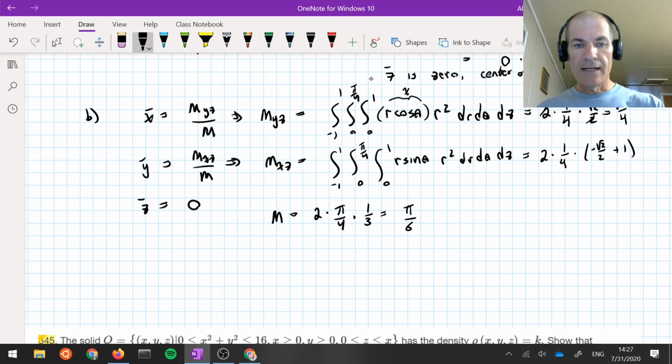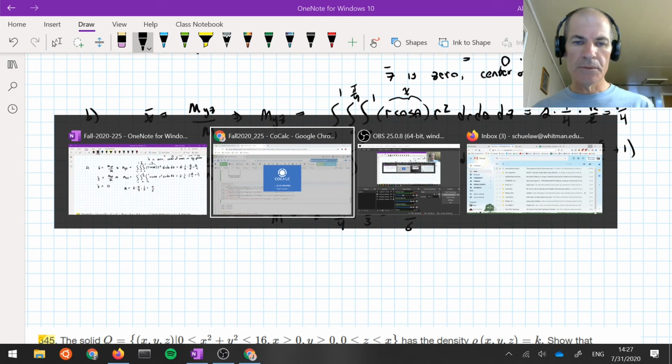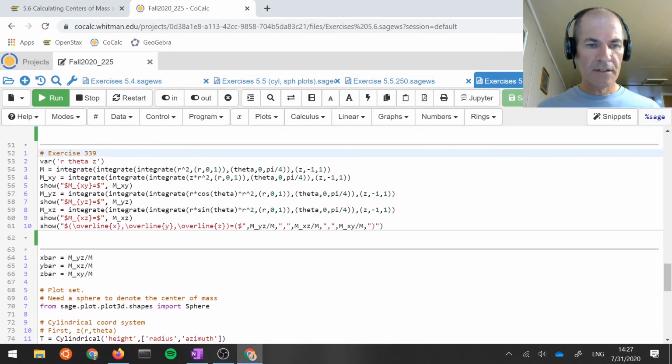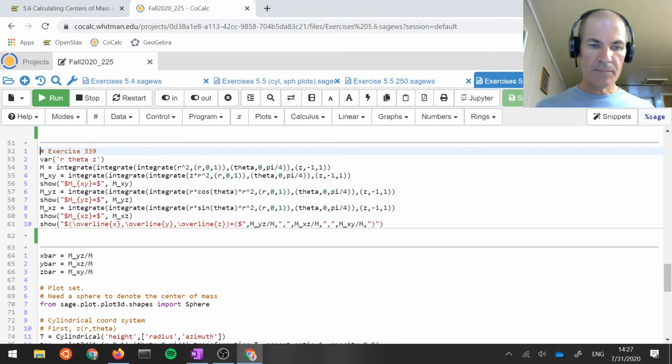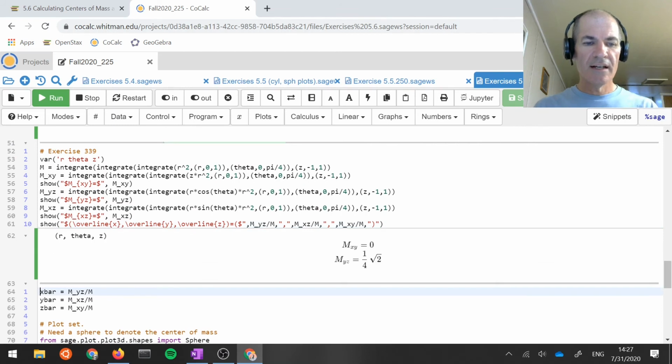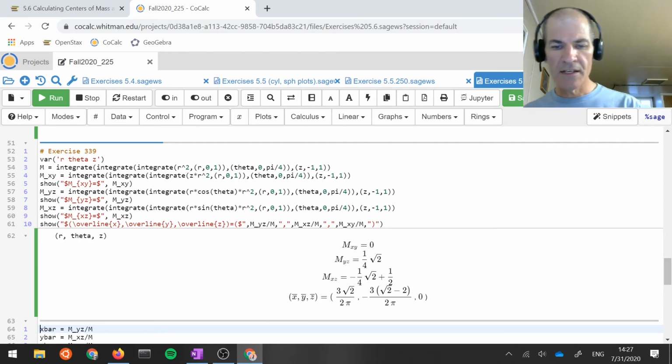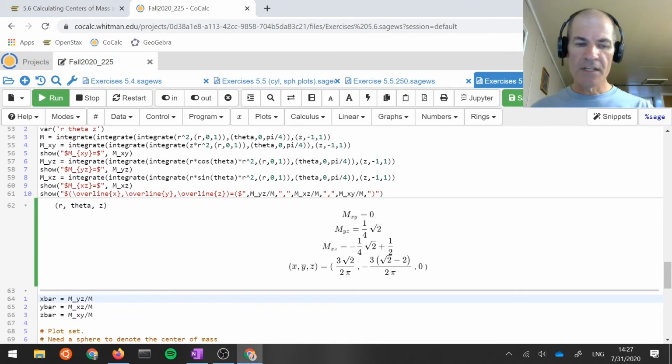And then last but not least, you can just plug these values into x bar, y bar, and z bar. Let me go over to Sage now. I do believe I've done the calculation for this. Yeah, I did do the calculation because I needed it for the visualization. So here are all the pieces, and you can see there's the root 2 over 4, and there's the slightly more complicated mxz. There's x bar, y bar, z bar.